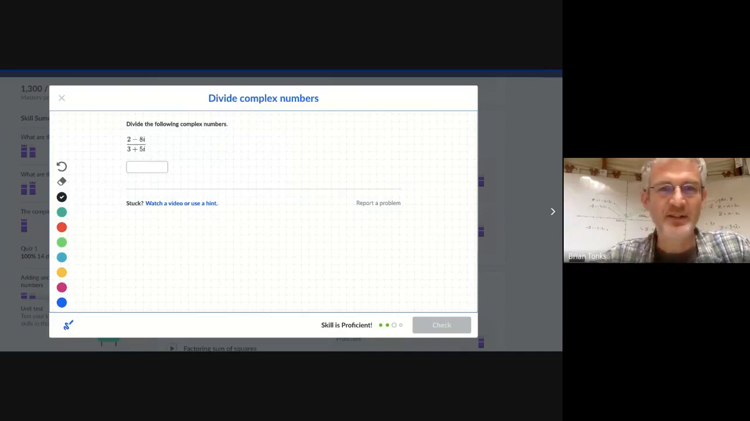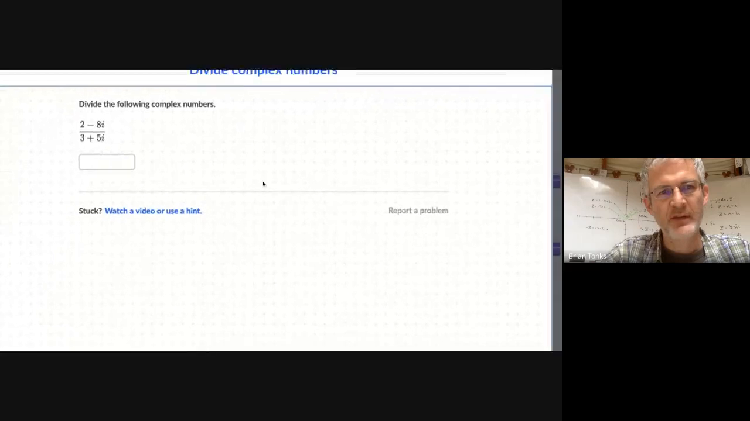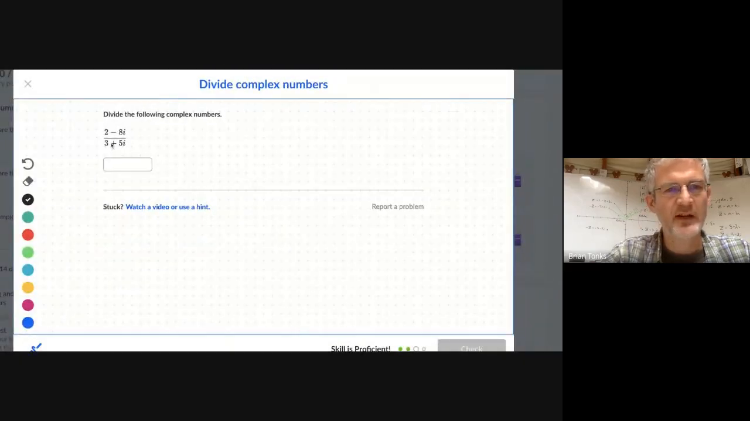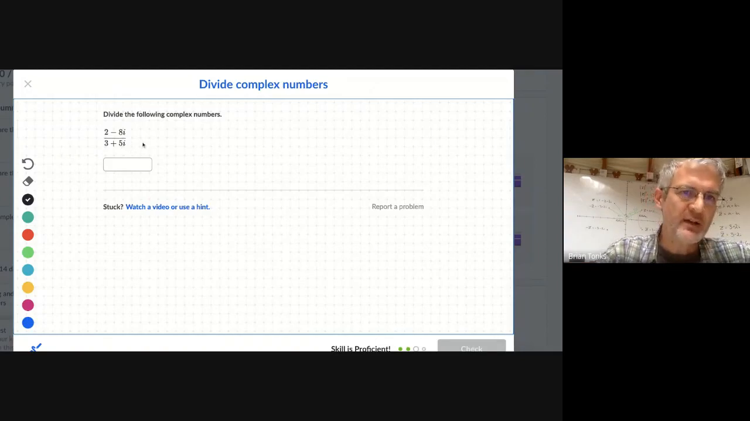It's almost 90 degrees, and I'm going to try and do some math with y'all. So we're going to divide some complex numbers. I'm in Khan Academy, and I'm going to divide 2 minus 8i by 3 plus 5i. We're going to do that by identifying what we're dividing by and finding the multiplicative inverse.